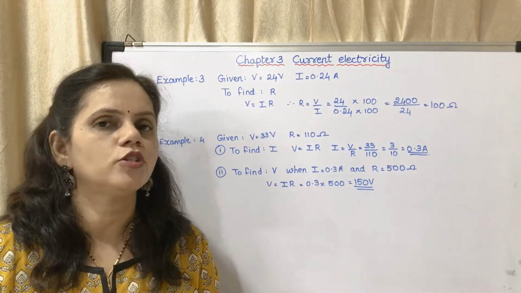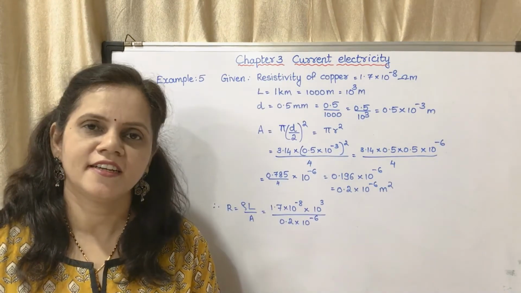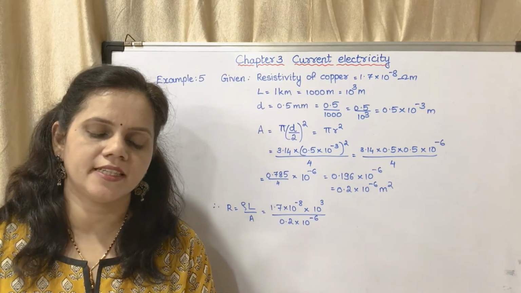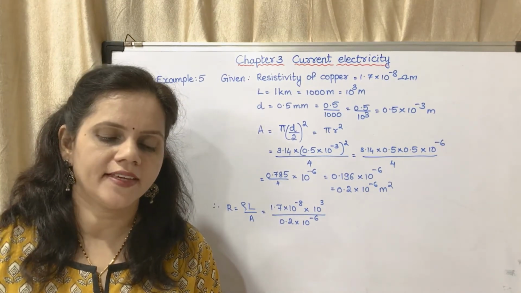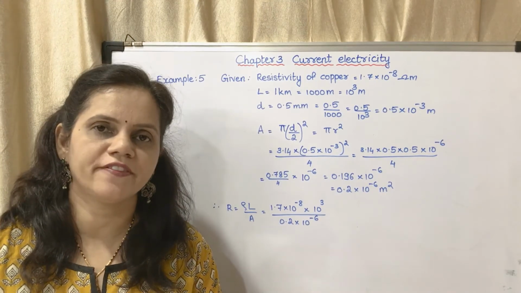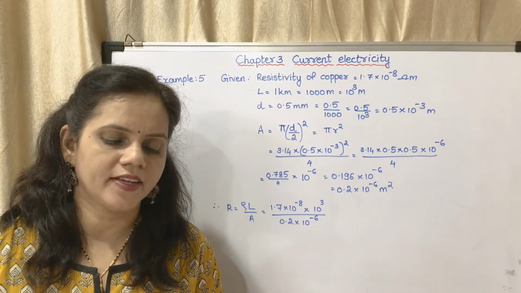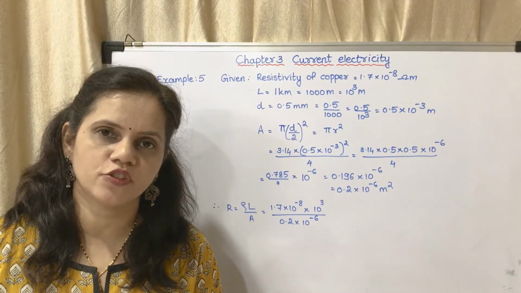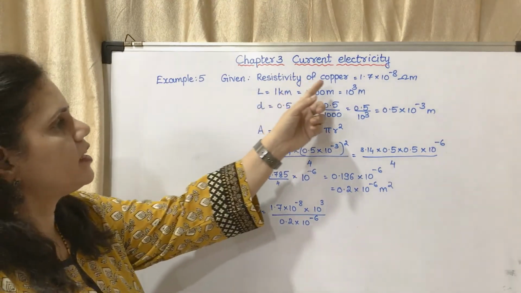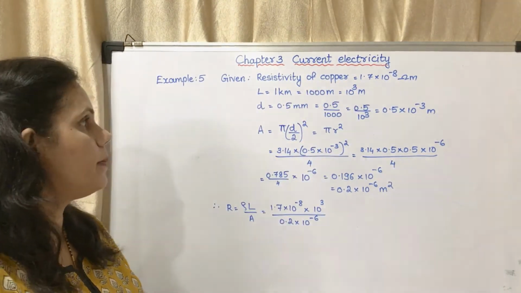These are the most frequently asked questions. You may mark this. Now the next question, example 5. Determine the resistance of copper wire having a length of 1 kilometer and diameter of 0.5 millimeter. Okay, so the resistivity they have given as 1.7 into 10 raised to minus 8 ohm meter. You may see resistivity of copper is given as 1.7 into 10 raised to minus 8 ohm meter.